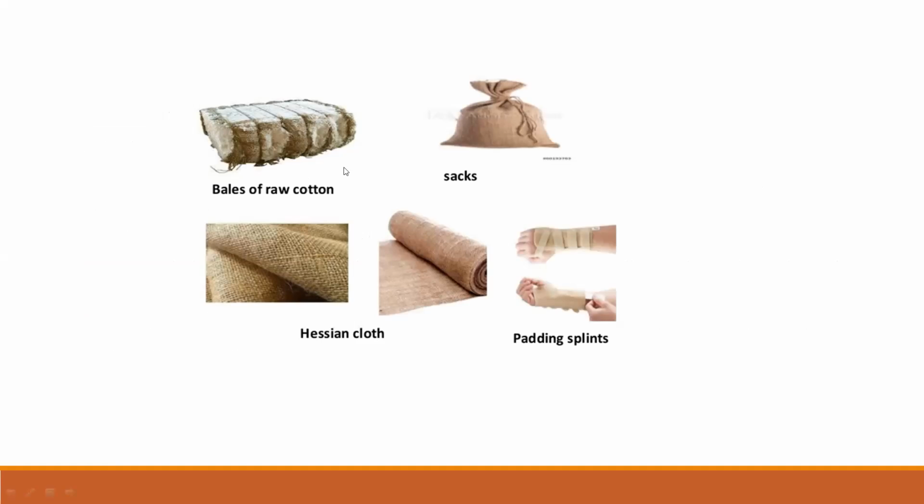These are all images of the uses. These are the bales of raw cotton, enclosed in a covering of jute fiber. These are sacks made of jute, hessian cloth and padding splints. When you get a support or minor fracture, then padding splints are made of jute fiber.